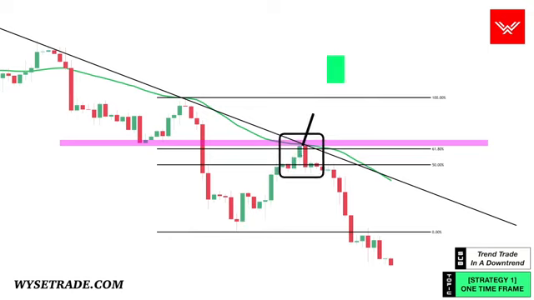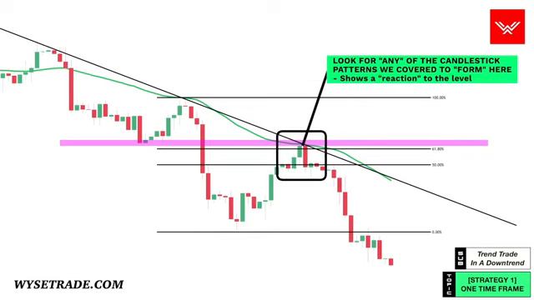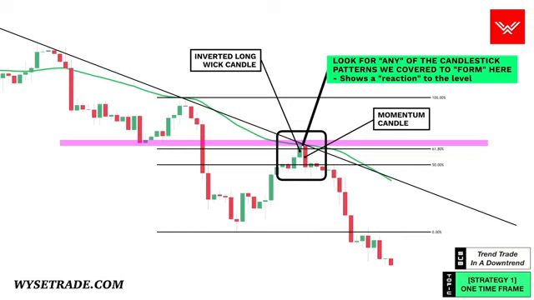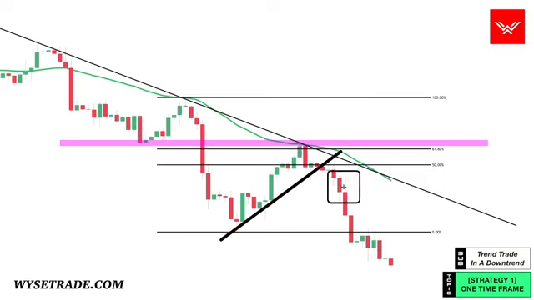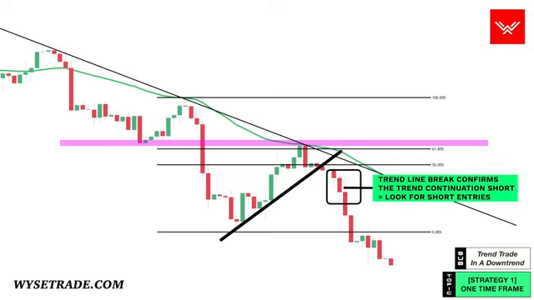you were looking for any of the candlestick patterns to form at the area of confluence. And in this case, you had an inverted long wick candle form, followed by a momentum candle, which shows a reaction to the level. This setup here allowed for a trend line to be placed like this, and once the trend line broke, the reversal is confirmed, and you would then take a short trade entry.